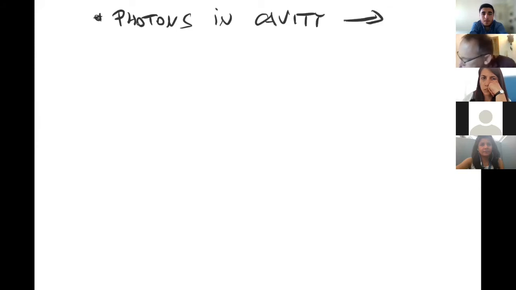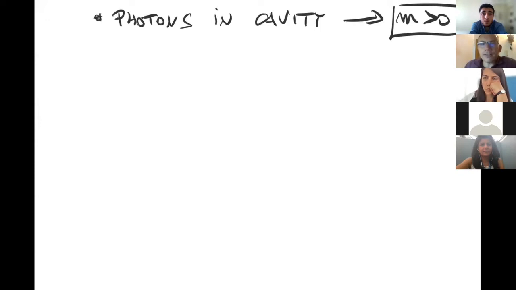Good. So this should have convinced you that photons in a cavity have a mass which is different from zero. So the problem of the effective mass of photons is solved. We have obtained a way to give some mass to a photon by confining it between two mirrors. So the first problem is solved. We are left with the other problem, about interactions.